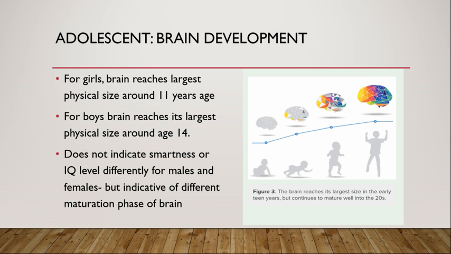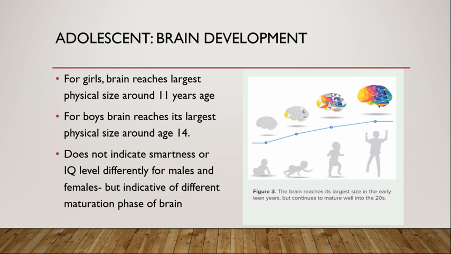Now, in terms of brain development, for girls, the brain reaches its largest physical size around 11 years of age. For boys, the brain reaches its largest physical size around 14 years of age. The brain size does not imply your smartness or your IQ level, because it is different for males and females. It only implies how your brain is in terms of its development phase, how it is maturing gradually with respect to its size, and how proficient it is becoming in its functions. So all these things are basically understood.